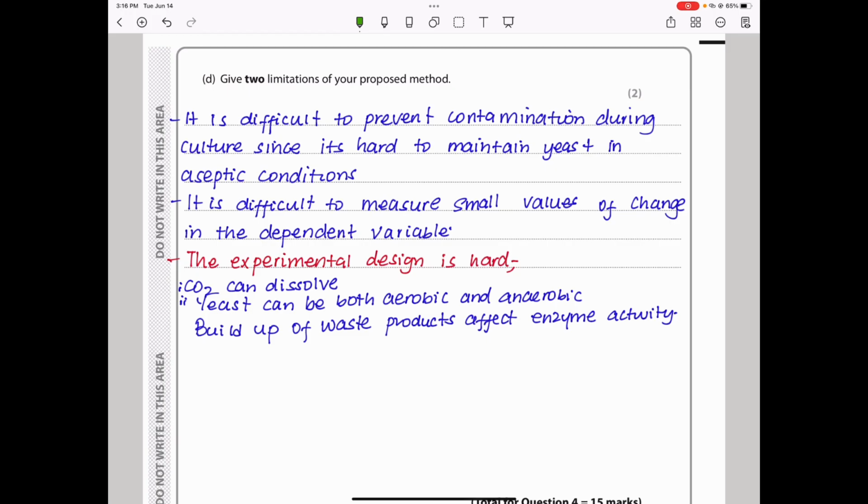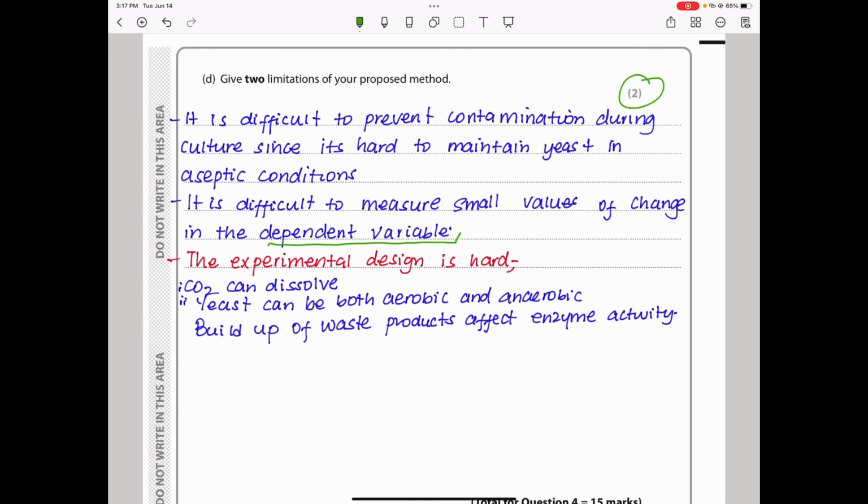Of course, there are going to be other factors. In this case, it's going to be difficult basically to prevent contamination during the whole culture. So there is a possibility that other microorganisms could be respiring as well, using up oxygen if they are aerobic, meaning the volume of oxygen used up is going to be more, and it's not due to our organisms, but because of the contaminants present in there. Another thing is it's going to be difficult to measure small values of change in the dependent variable. Remember, if you're measuring the volume of oxygen used up, and it's really, really little, it's going to be very difficult for you to do that.